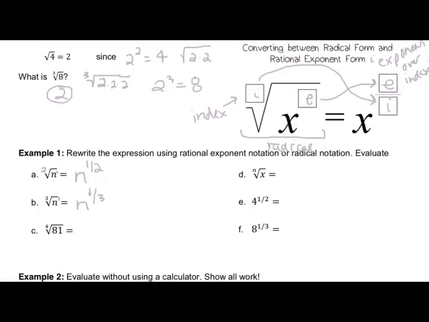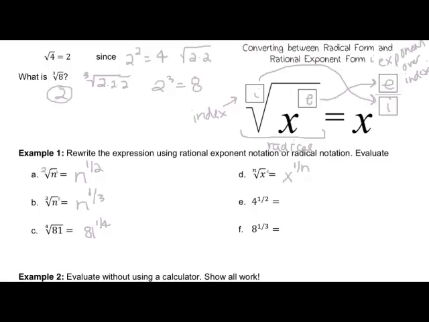I'm going to skip over to part D. So now we have n as our index. Again, x is raised to the first power because there's nothing written. So this is x to the 1 over n power. Let's go back to C. We have the 4th root of 81. So this is the same as saying 81 to the 1/4 power.